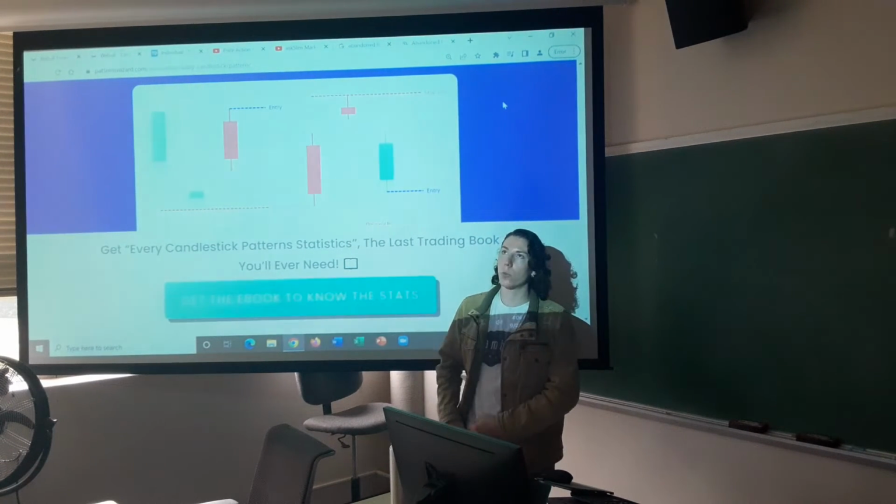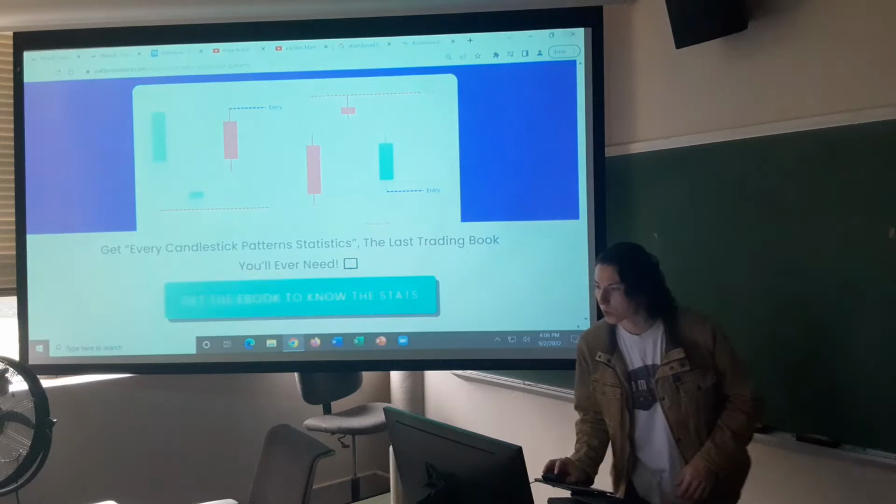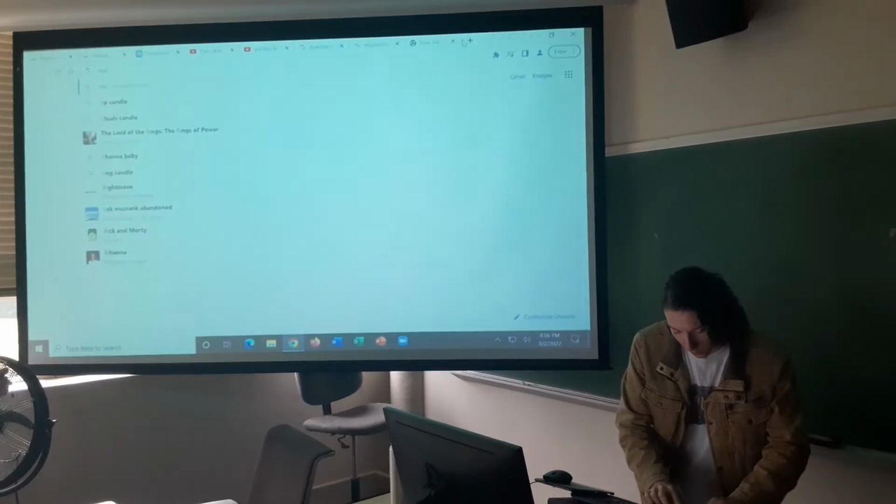And then there's other ones too, and this is the last one. We'll just look at this. So, rising wedge. Oh gosh. There it is, okay. All right, so this is a good example right here.